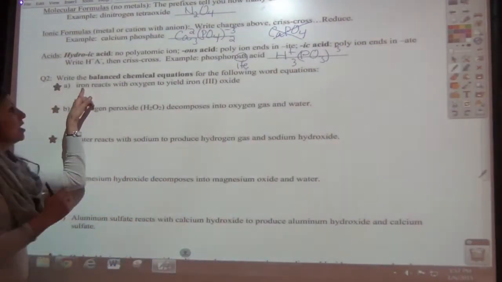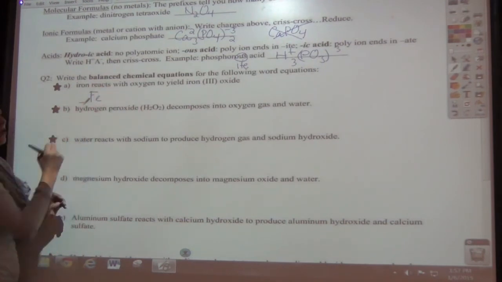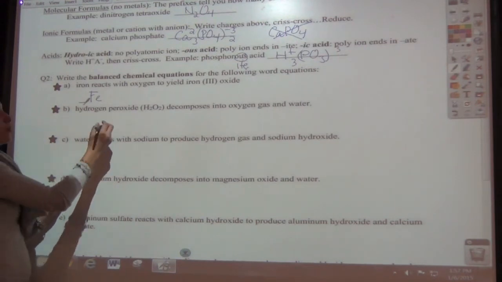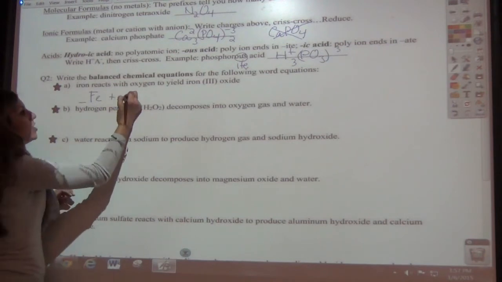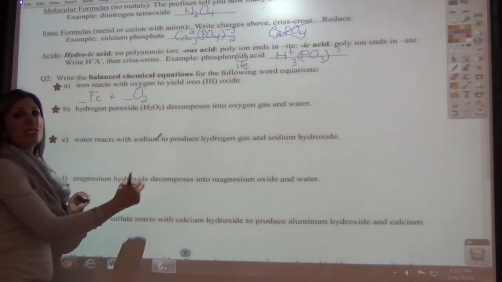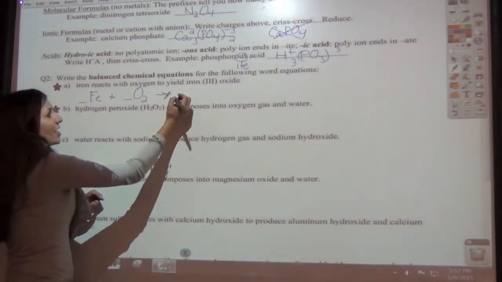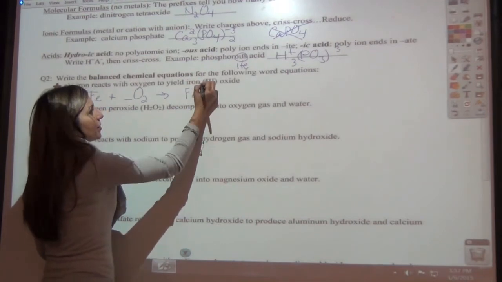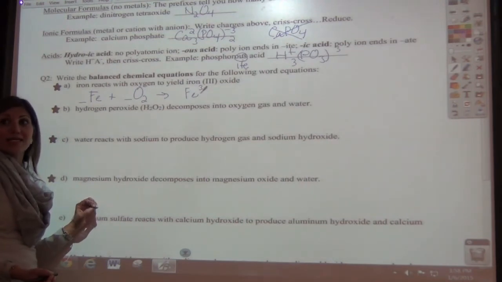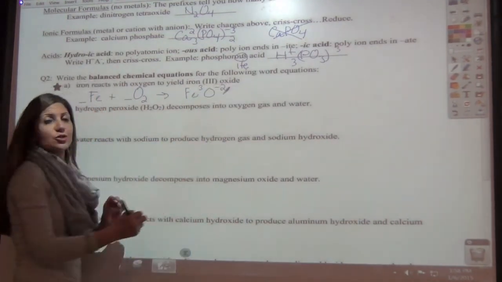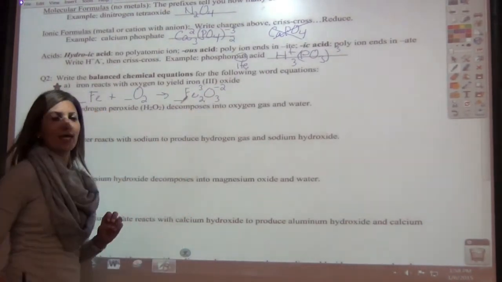So let's try some of these. Iron reacts with oxygen. What's iron? Fe, we're going to write a little coefficient line in front of it. Reacts with would be a plus sign, oxygen. What's oxygen? Not O. O2. Write your coefficient line in front. To yield. What do you think to yield is? The arrow. Iron 3 oxide. So it's Fe, and the 3 makes it a plus 3 charge. And what's oxide? Not hydroxide, just oxide. O with a negative 2 charge. And when you crisscross this, you get Fe2O3 and put your coefficient line in front.